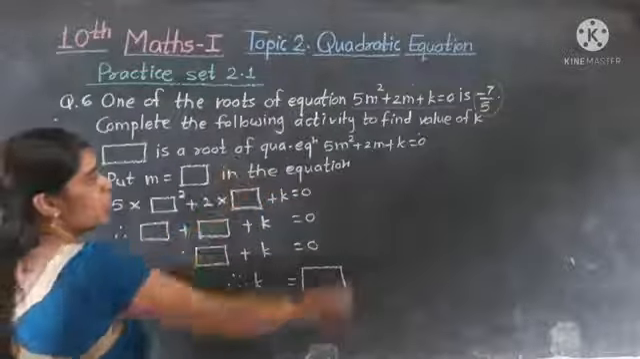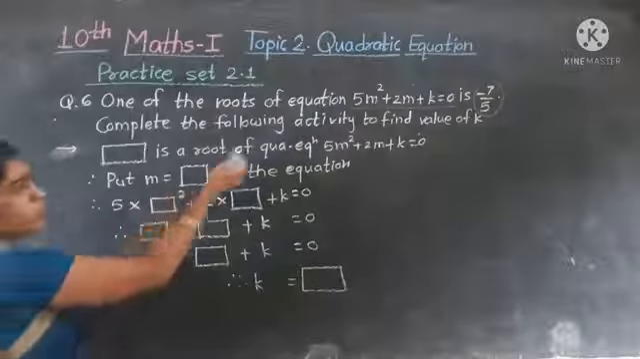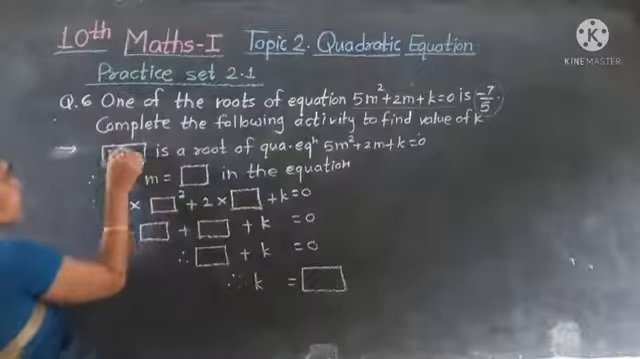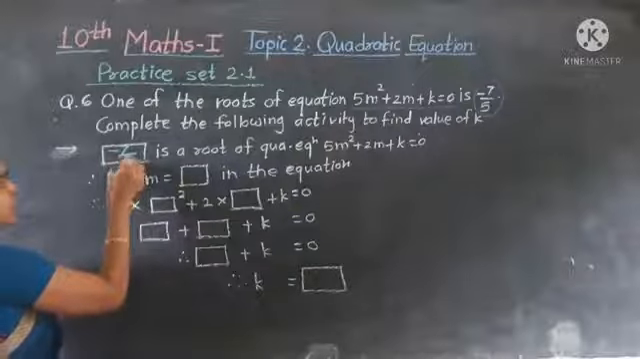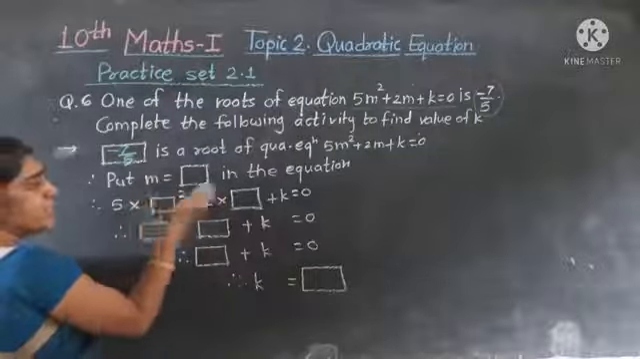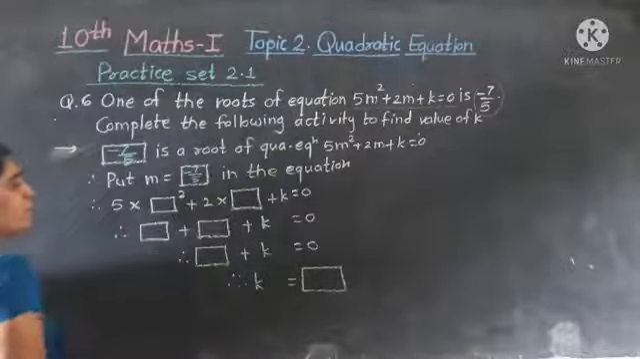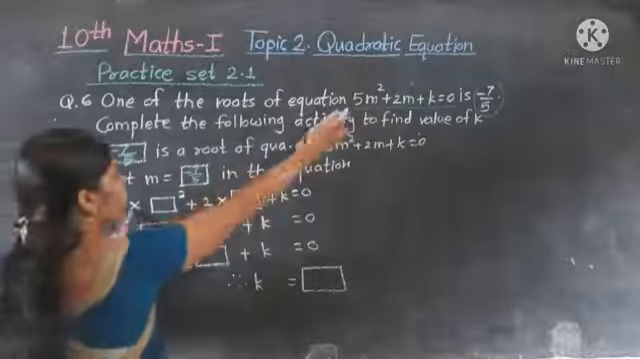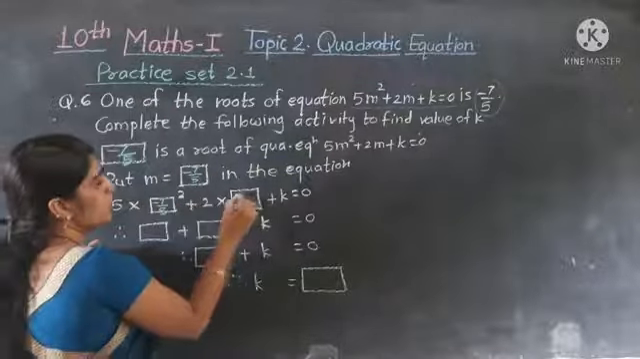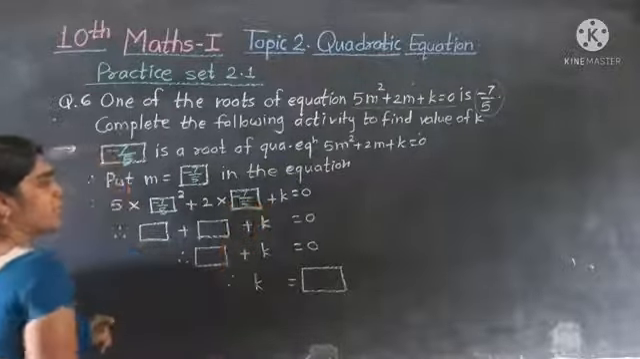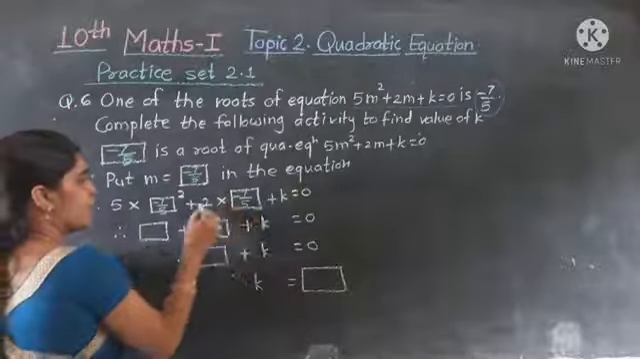Dash dash is a root of the quadratic equation 5m square plus 2m plus k is equal to 0. Which is the root given? We have been given minus 7 upon 5. It is the root of the given equation. Therefore, it satisfies the given equation. Therefore, we put m is equal to minus 7 upon 5. So 5 as it is, m square means (minus 7 upon 5) square plus 2 into minus 7 upon 5 plus k is equal to 0. k as it is, you simplify this.